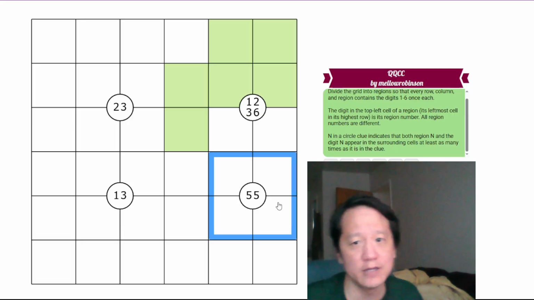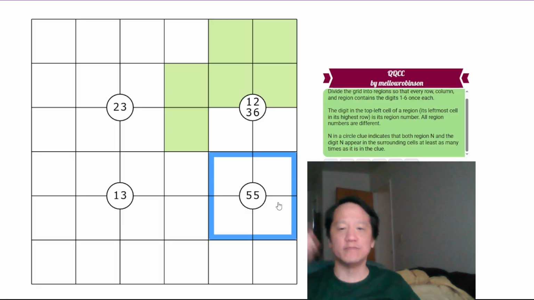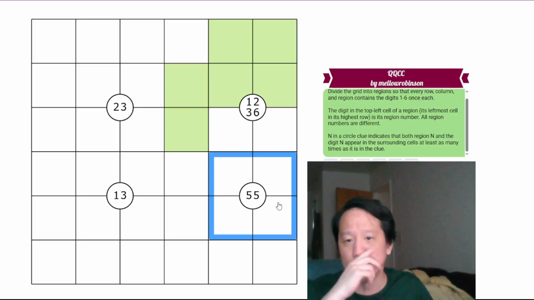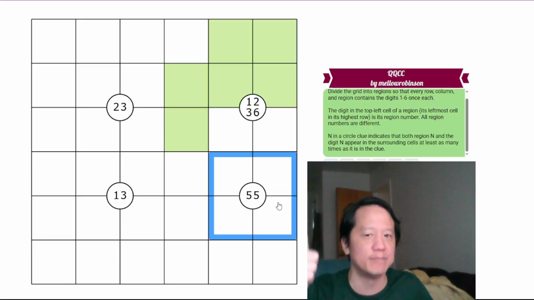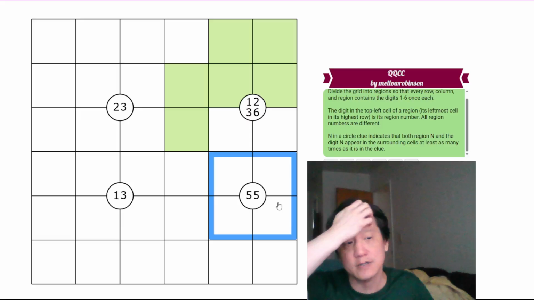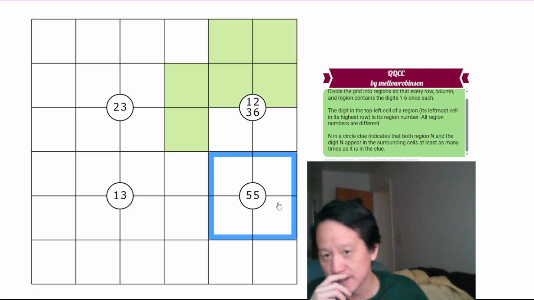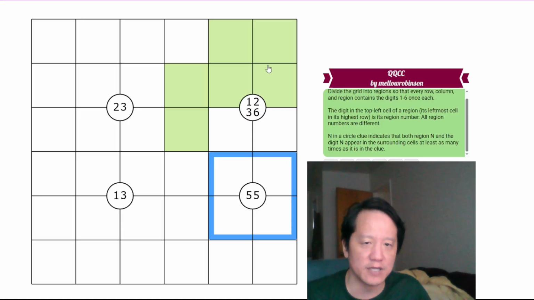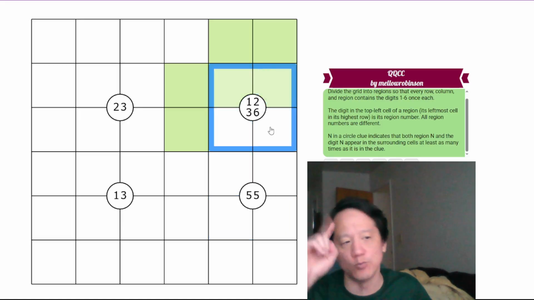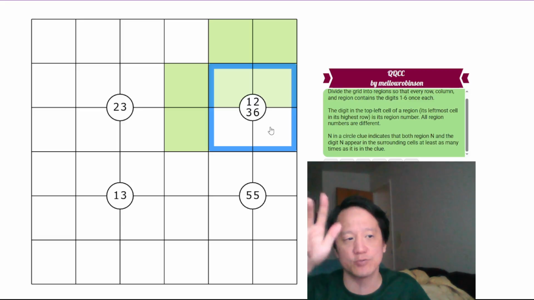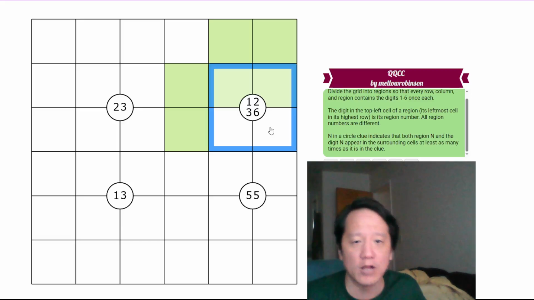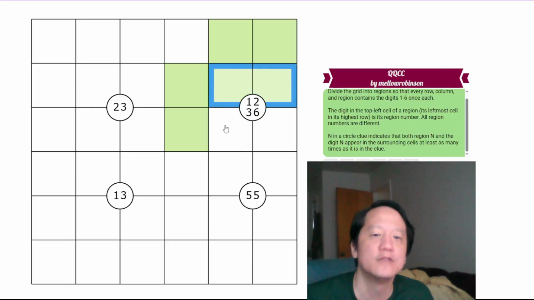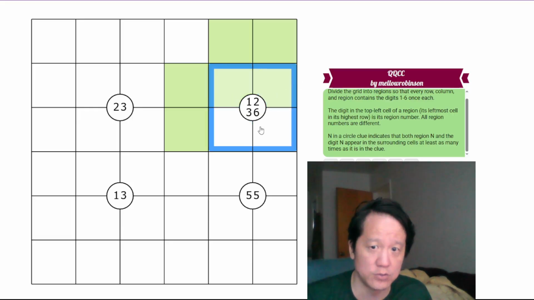Specifically, the region N matches its region number, right? So keep that in mind. I'm not sure if that was very clear when I was saying that region N has to be there. But basically, this is saying the regions with region number 1, region number 2, region number 3, and region number 6 all have to appear in one of the cells surrounding this circle.